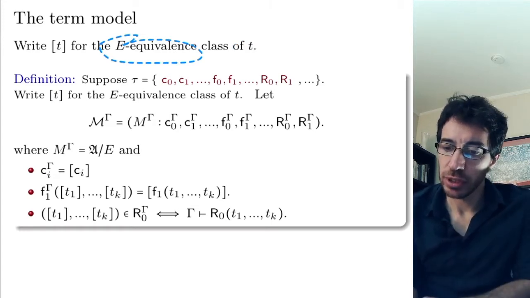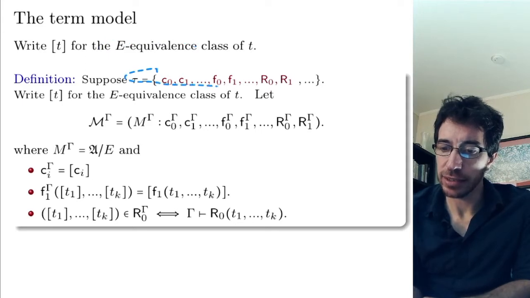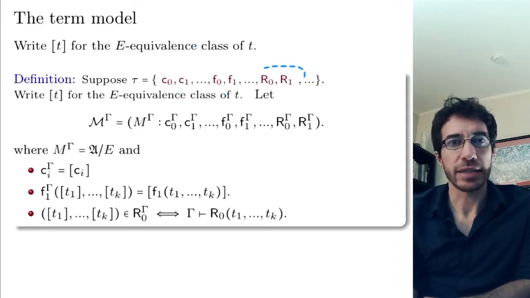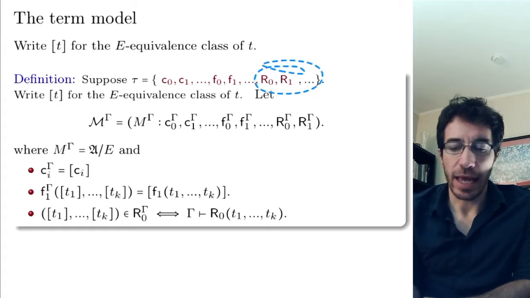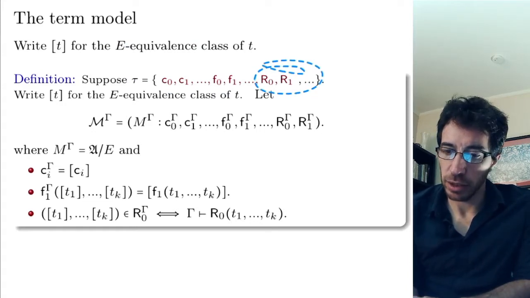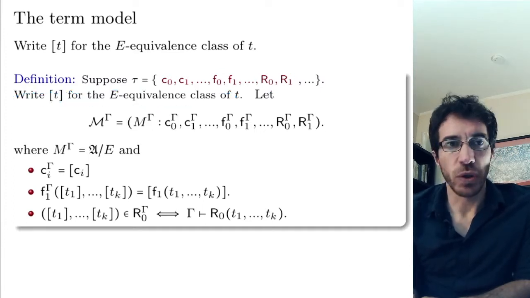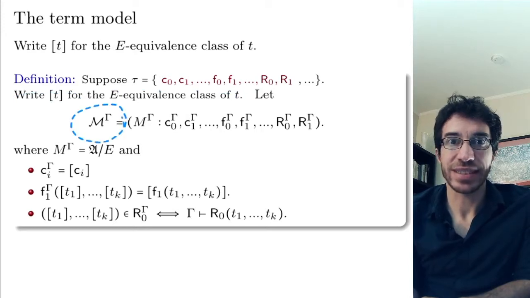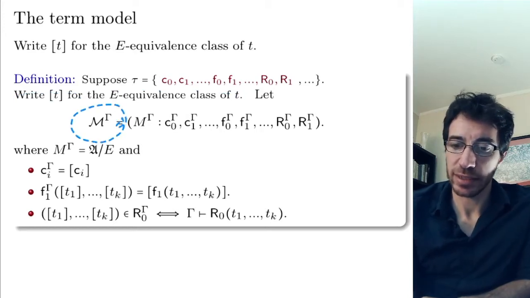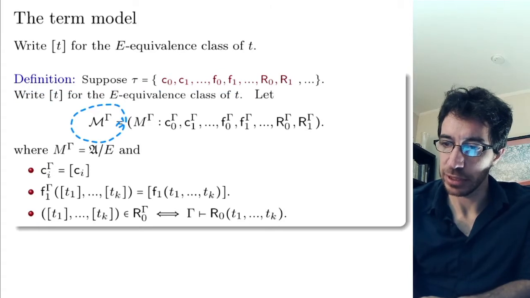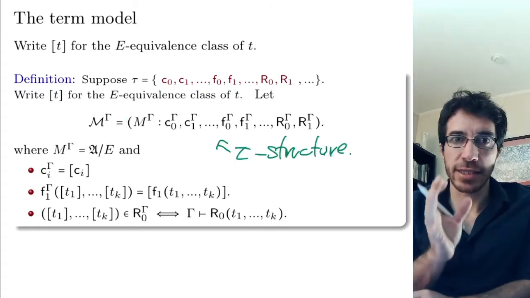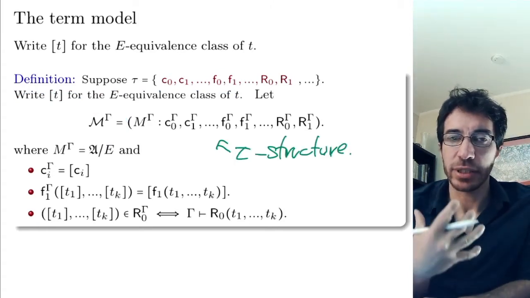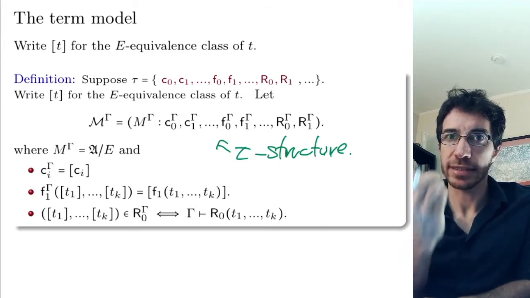So suppose now our vocabulary is like a standard thing, contains some constant symbols, some function symbols, and some relation symbols. And I'm repeating here the same thing: [T] is the equivalence class of T. So let's consider this now as a tau structure. We want a tau structure. So let me just write it down. That means that it has a domain and it has an interpretation for all the symbols in tau.